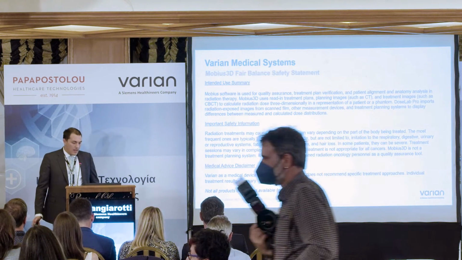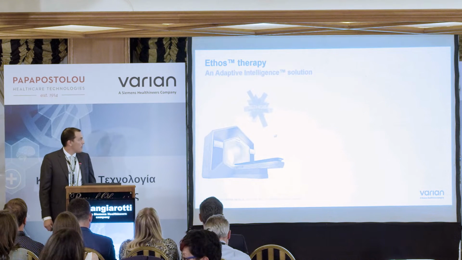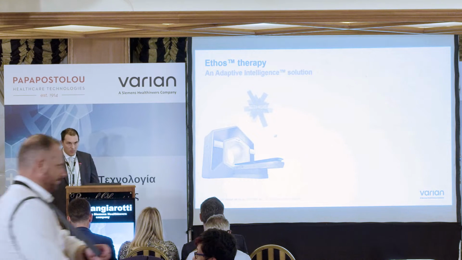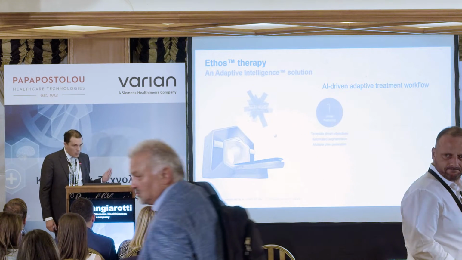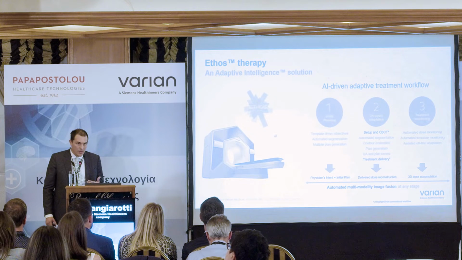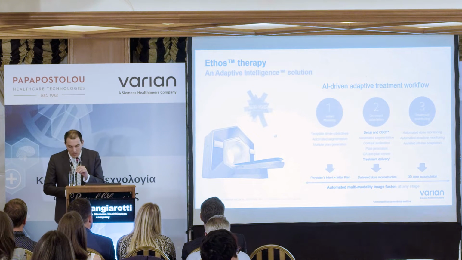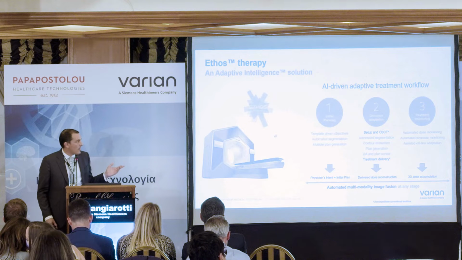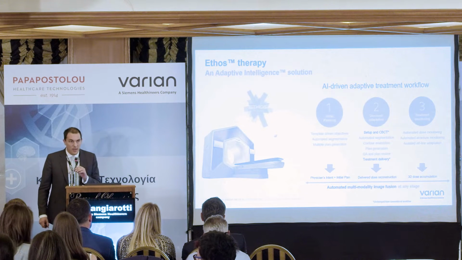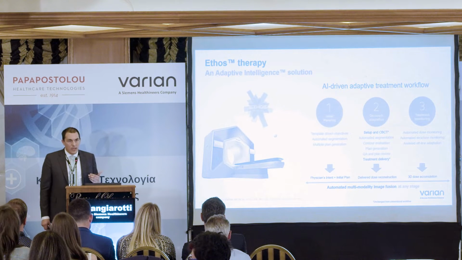So when we think about adaptive, in particular online adaptive, the first thing that comes to mind is Ethos. As Tom previously said, Ethos is based on 3 pillars. The first one is the initial planning phase. Then you go on the couch where the machine re-optimizes and recalculates a new plan based on the convenience of the day, so based on the new anatomy of the patient. And then you have the third pillar, which is the monitoring, where you can assess if your treatment is going as desired. A lot of automation is involved in this process, a lot of artificial intelligence is involved.